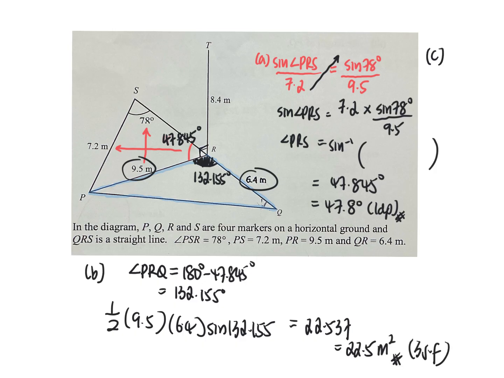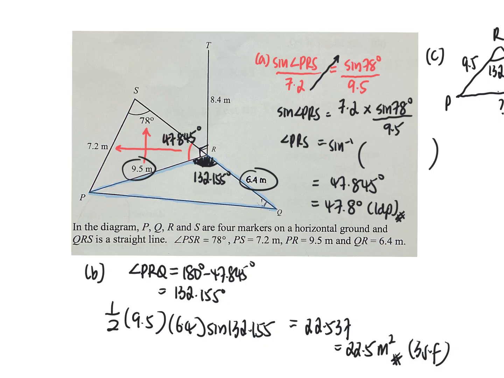So look at this. Vishvan, I can hear you. 9.5, 6.4, 132.155. If I have two sides and the angle in between, to find the unknown length, what rule should I use? What is the rule I should use? Cosine. If you use sine can, but you end up having two steps, but cosine is one step.